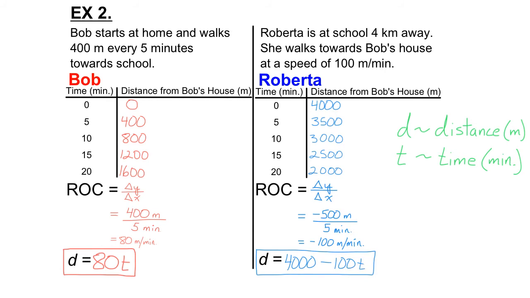So I can calculate Roberta's distance from Bob's house for any number of minutes. So let's say I wanted to extrapolate to 30 minutes. Well, I could plug in the number 30 here. 30 times 100. Subtract that from 4,000 and I would get the distance from Bob's house.